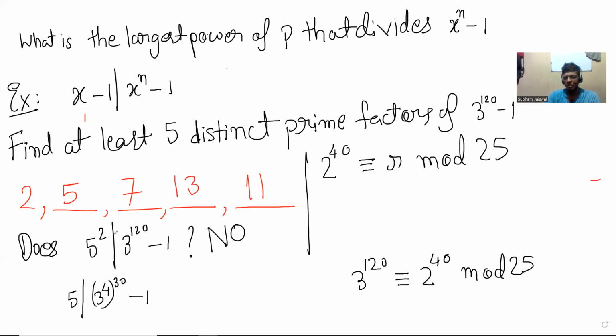And so to say whether 5 square divides this or not, this is the same question. You just divide by the 5, but you instead don't divide by just 5, you divide by the natural thing through which you got the 5 as a factor. So whether 5 square divides 3 to the 120 minus 1 is the same question as whether 5 divides this thing or not.